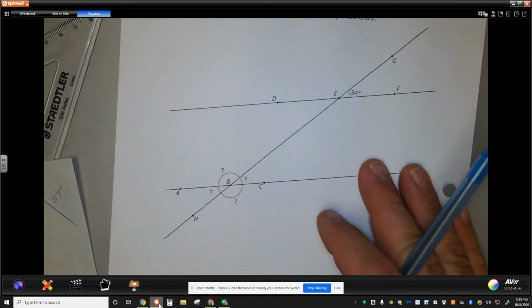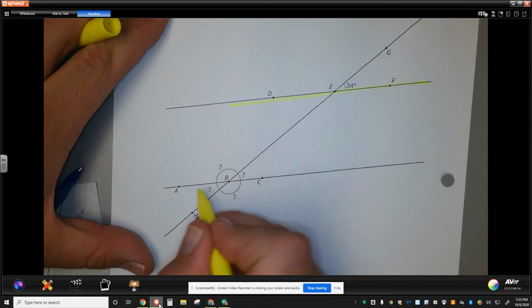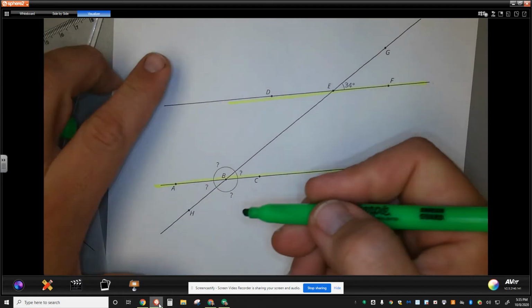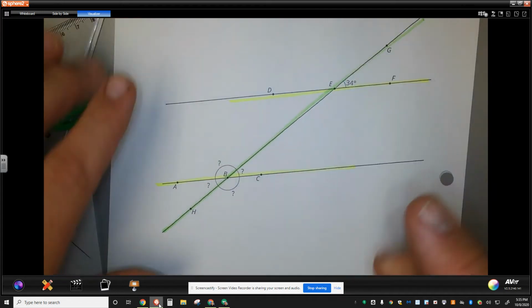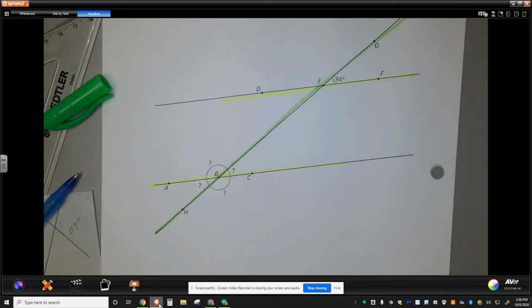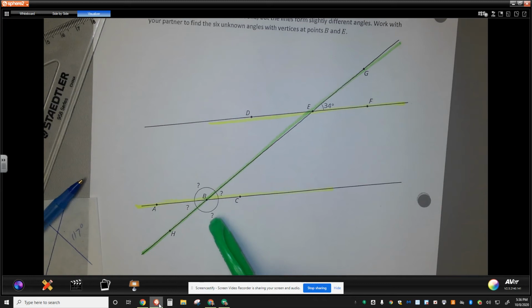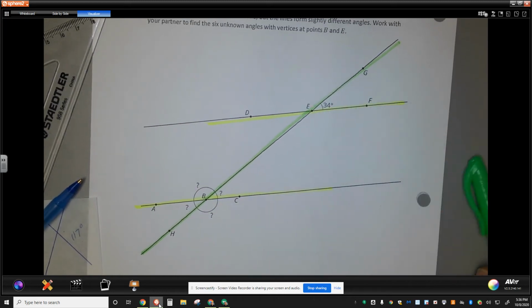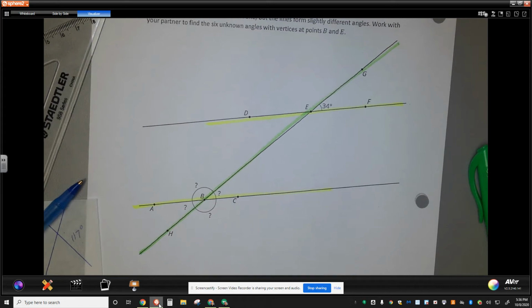We have another set of parallel lines, DF and AC, that is being intersected by transversal HG. And it's just called HG because those are the furthest two points. What we know about these intersections is we know that we don't know these angles, but we do know angle GEF is 34 degrees. Our task is to determine what these other angle measures are.